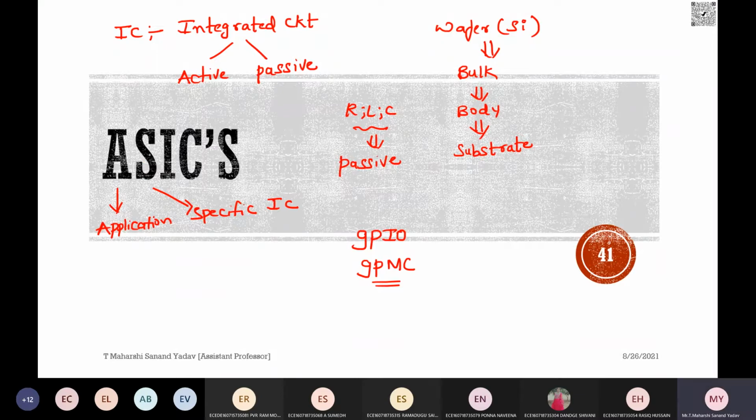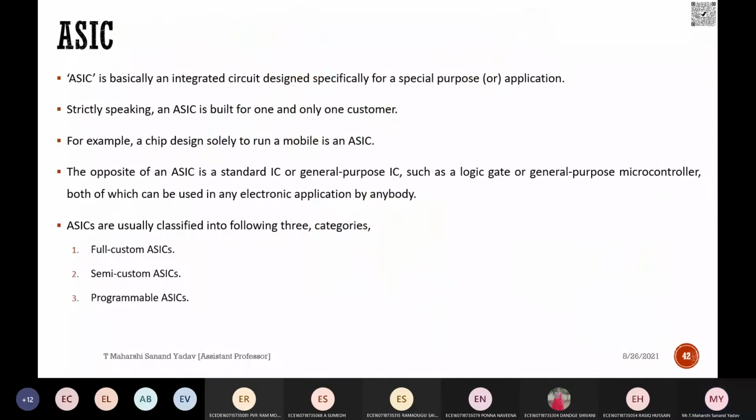If it is general purpose, it can be used for any kind of application. If it is application specific, it will work only for one particular application. That is the major difference here. So ASIC is basically an integrated circuit designed specifically for a special purpose or application, only one application, whereas general purpose microprocessors and controllers will work for all applications.